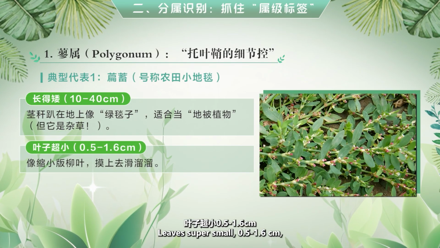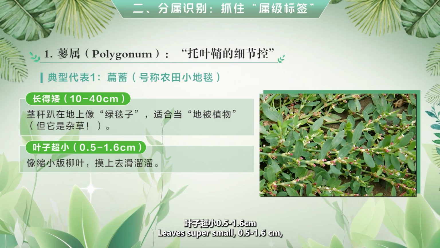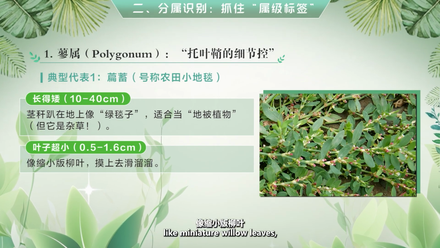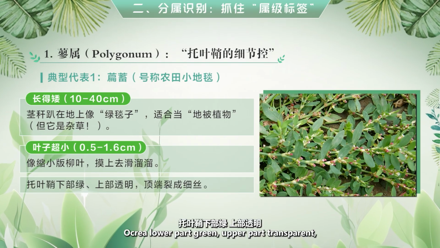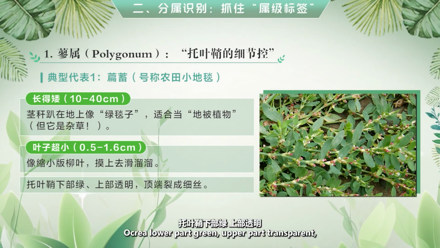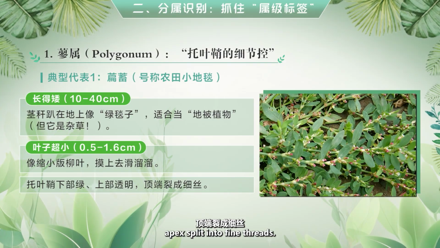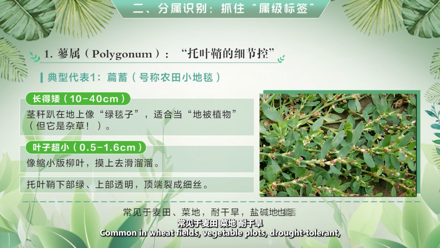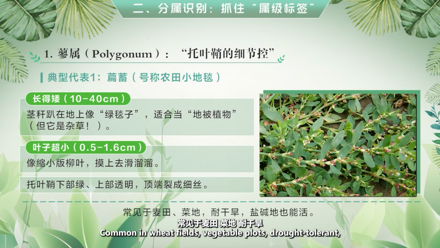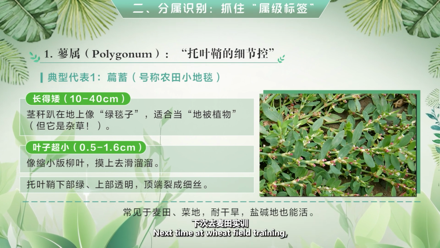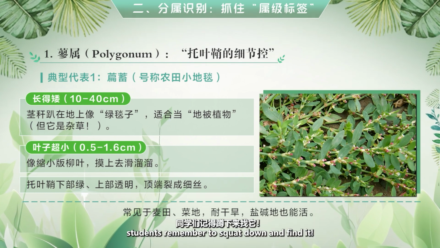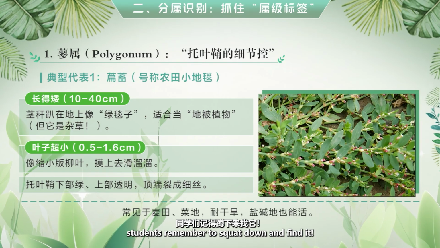Leaves super small, 0.5 to 1.6 cm, like miniature willow leaves, feel smooth. Ochrea, lower part green, upper part transparent, apex split into fine threads. Common in wheat fields, vegetable plots, drought tolerant, can survive in saline alkali soil too. Next time at wheat field training, students remember to squat down and find it.